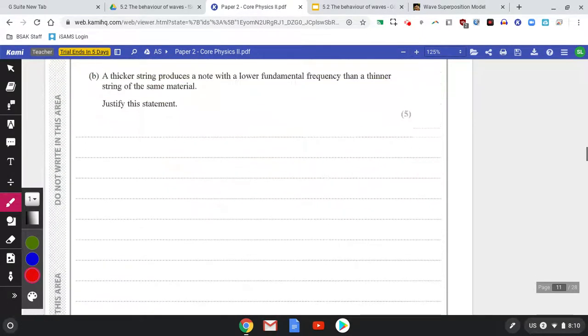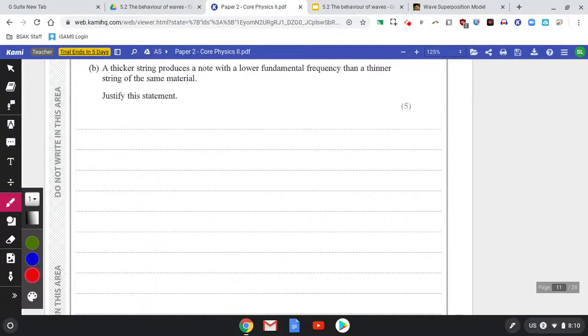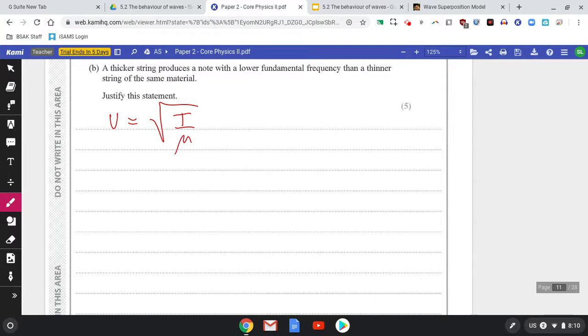Explain why a thicker string produces a note with a lower fundamental frequency than a thinner string of the same material. Justify this statement. Well, what's the equation for the velocity? The velocity of the progressive waves on the string is v equals root T over mu. If you remember, T is the tension in newtons, and mu is the mass per unit length, which is kilograms per meter. Standard units there. That will give you the velocity of the progressive waves in meters per second.